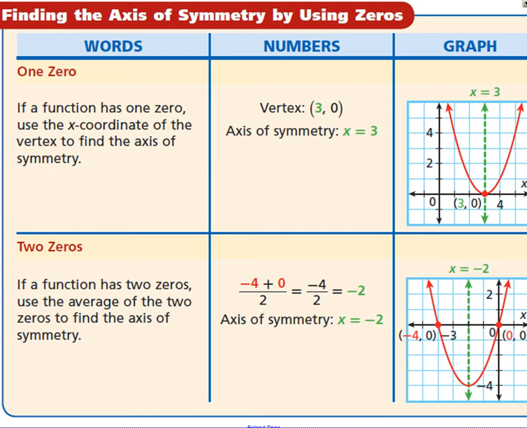All right, so if you have 1 zero, that's your axis of symmetry, nice and easy. If you have 2 zeros, then it's right in the middle between those two.